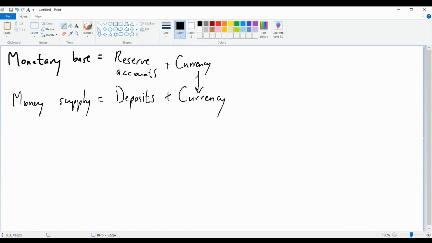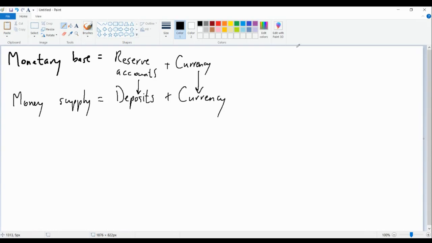But what we didn't entirely have time to discuss was the connection between the reserve accounts and the deposits. Most notably, reserve accounts aren't part of the money supply, yet somehow they must be linked. So one thing I thought would be good to do today is to discuss the connection between reserve accounts and deposits. That way we'll see how it is that the Fed controls the money supply.